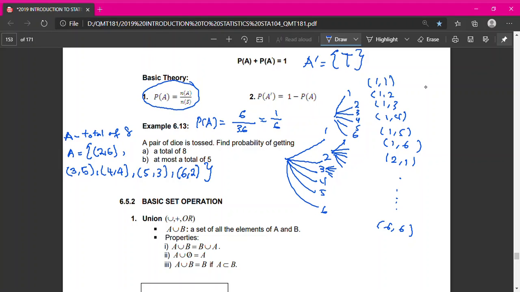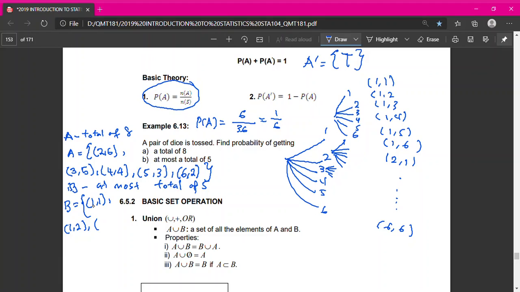Okay, yang kedua pula, at most a total of 5. Paling besar, paling banyak, totalnya 5. So, let's say kita buat ianya adalah event B. Event B, at most total of 5. Okay, so dia punya outcome will be berapa? Paling banyak 5. Bila you tambahkan the first toss dan the second toss. So, it will be 1, 1. Kan? 1, 2.